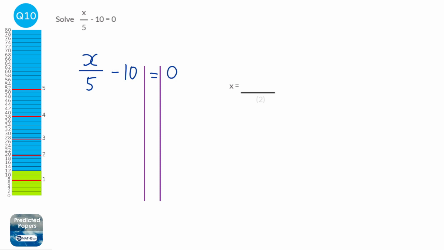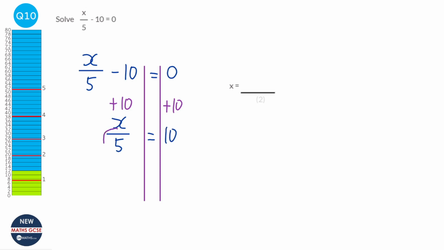Now that take away 10 isn't in the fraction, and normally I would say to get rid of the fractions first, but because that take away 10 is just sitting there on its own, we need to get rid of that first. So what I'm going to do is the opposite of take away 10 to both sides. So we're going to add 10 to both sides. That will leave the x over 5 on the left hand side, and 0 plus 10 is 10.